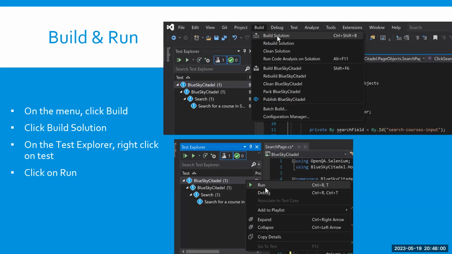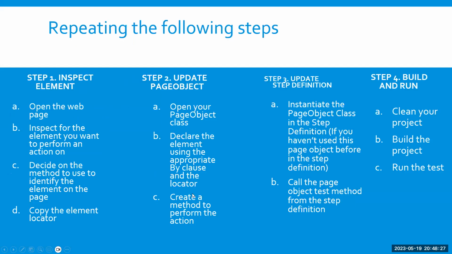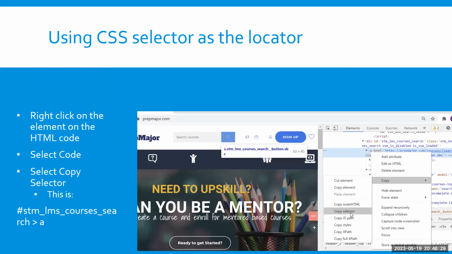And also when we clean and build, of course in our test explorer, we should see our tests, making sure that yes, we integrated our SpecFlow well, and we also have the right NuGet package installed so that we can see our tests. And this is on the menu. You click build solution. On the test explorer, right click on the test and click on run.